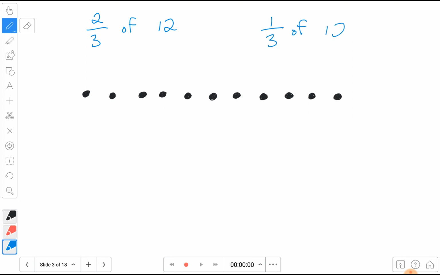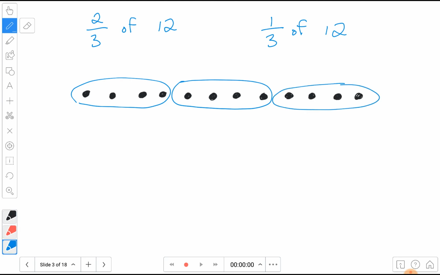So I'm going to take my 12 dots here, 1, 2, 3, 4, 5, 6, 7, 8, 9, 10, 11, 12, and we're going to split that up into 3 equal groups. I'm missing a dot. So that's 3 equal groups. Each group has 4 in it. So 1/3 of 12 is 4.